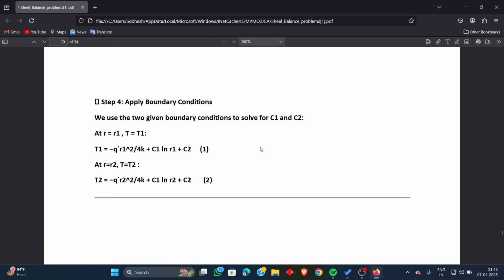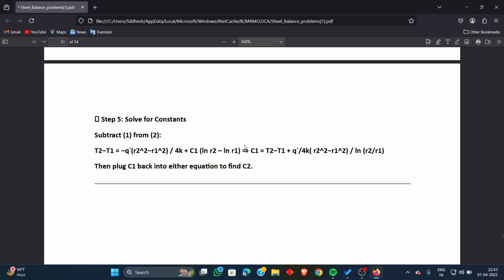Step 4. Apply boundary conditions. We use the two given boundary conditions to solve for C1 and C2. At r = r1, T = T1: T1 = -q̇ r1²/4k + C1 ln r1 + C2. At r = r2, T = T2: T2 = -q̇ r2²/4k + C1 ln r2 + C2. Those are the two equations that we have got.